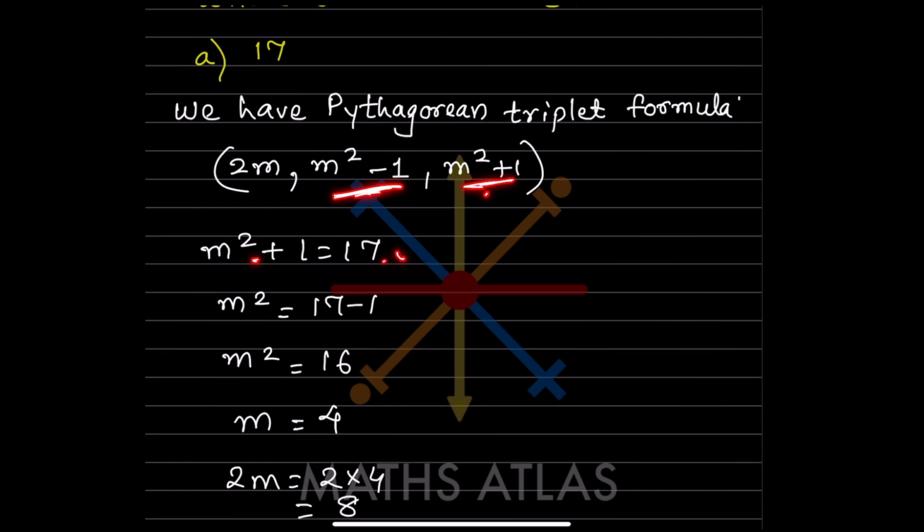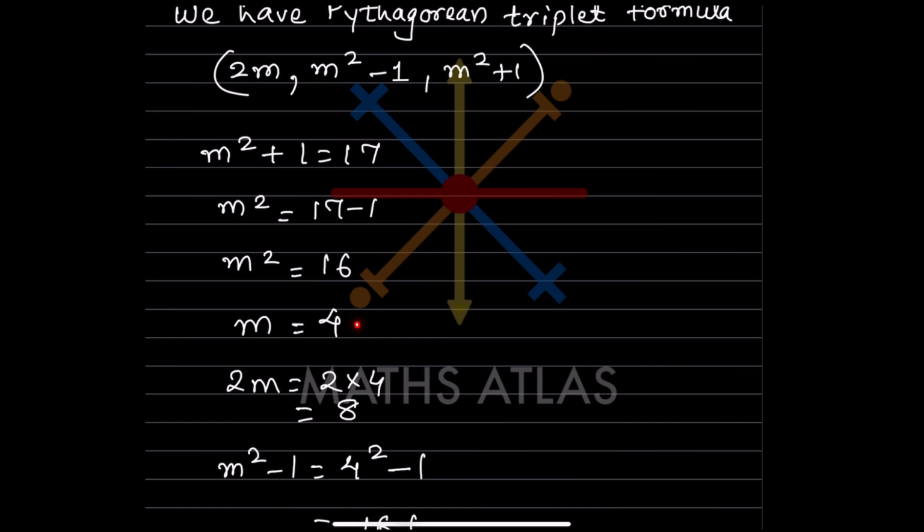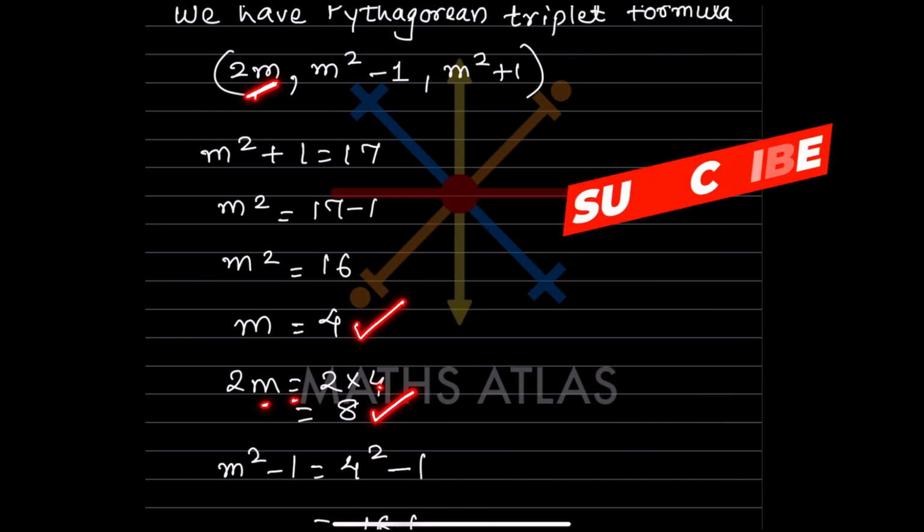So now let us see m square plus 1. I have written it directly here, so you can look at it here. So m square plus 1, that is 17. So m square is 17 minus 1 because this will go on that side. So m square is 16. So you know when you take the square root of both sides, that is going to be 4. So now this is the perfect square. So this works. So m you got as 4, but now we want 2m. So 2m will be 2 into 4, that is going to be 8. So the first is going to be 8.